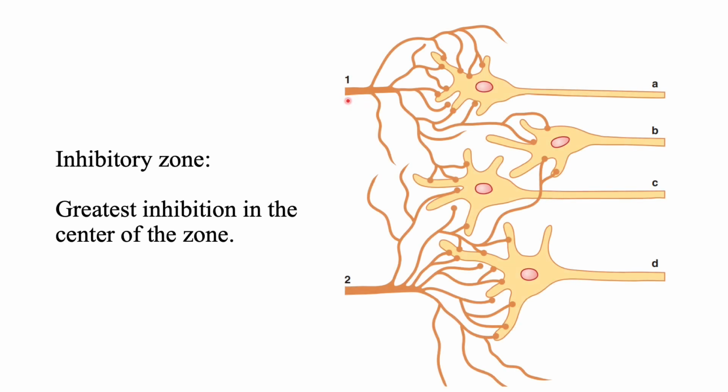If we assume that neuron 1 is an inhibitory neuron, so the effect of the neurotransmitter to receptor complex is inhibitory in this case, then this field or this area is called an inhibitory zone of neuron 1. And again, the greatest inhibition will be at the center of this area of inhibition, because of the highest number of synapses, so that's the highest effect.